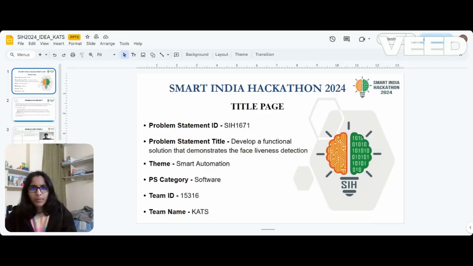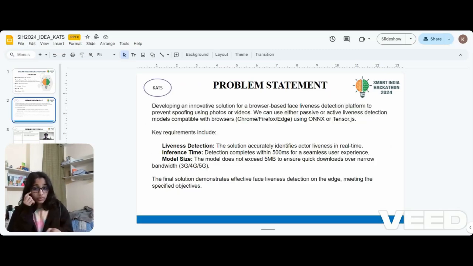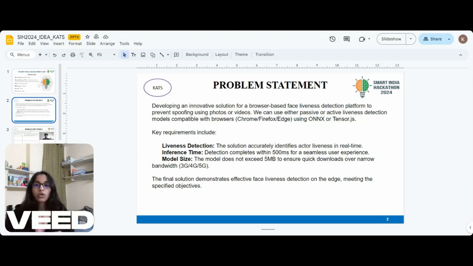But we chose to go with this idea anyways. So this was the presentation that we submitted. I believe we've changed it a little, but whatever. The problem statement title was to develop a functional solution that demonstrates face liveness detection, and the ID was this in case you guys want to look it up. This was the entire problem statement, and it had several constraints. It was to complete the entire process within 500 milliseconds, and the model size should not exceed 5 MB. Not one Indian government website functions with this god speed, but okay.